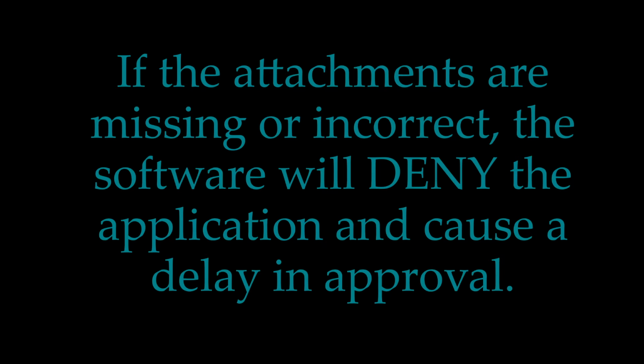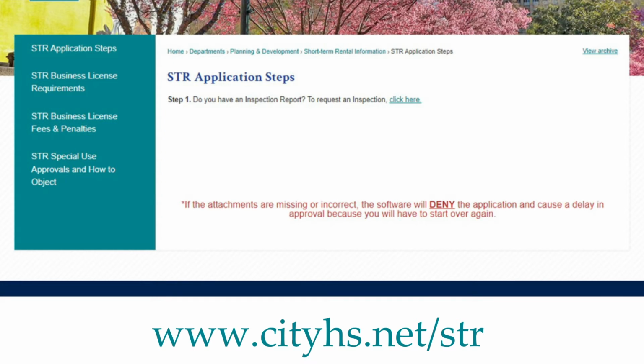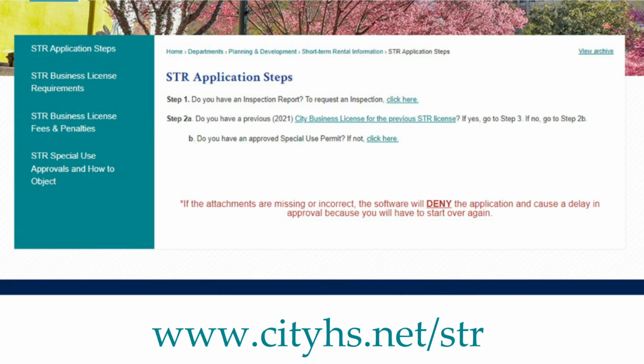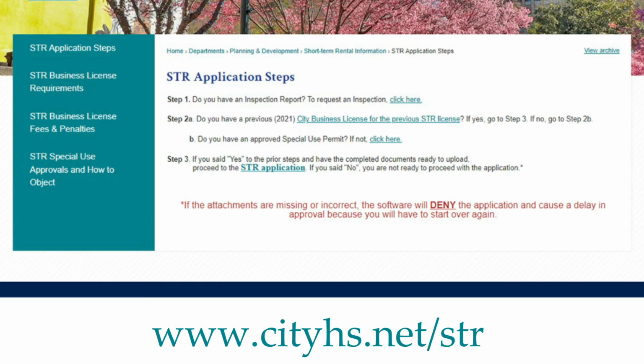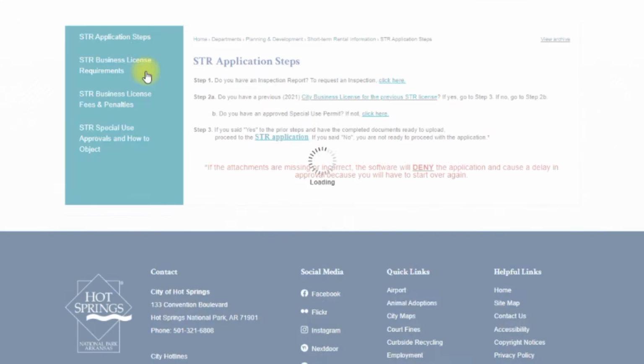If you do not have these completed and ready to upload, you are not ready to proceed with the application. In this case, you will need to go to www.cityhs.net/STR and request an inspection and/or apply for a special use permit by going through the STR application steps found on the left side of the screen.